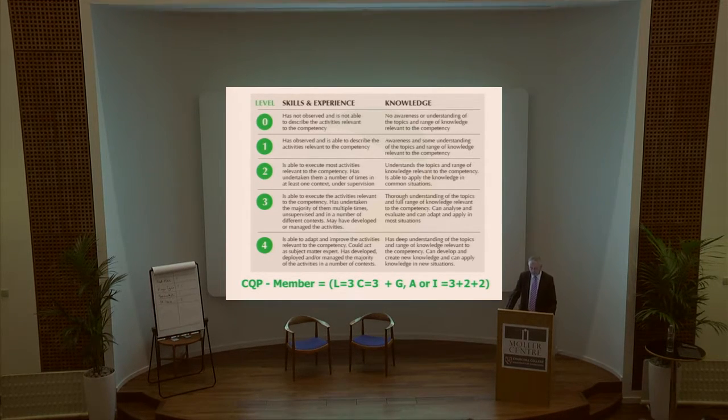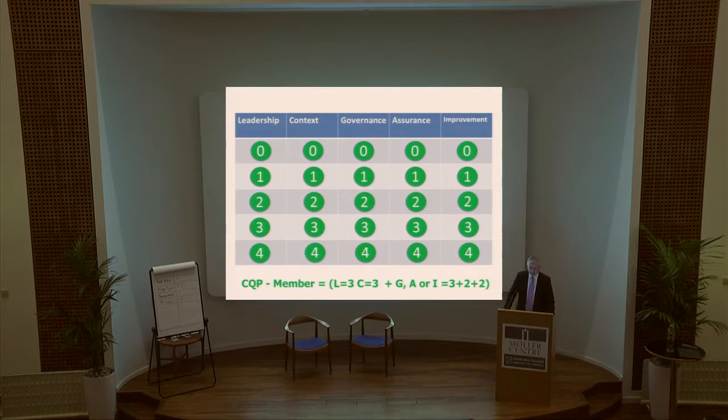And what we're saying is, for it to be a CQI Chartered Quality Practitioner member, you need to have secured level 3 in leadership, level 3 in context, and then this mix across governance, assurance and improvement. So, they're the 5 areas.